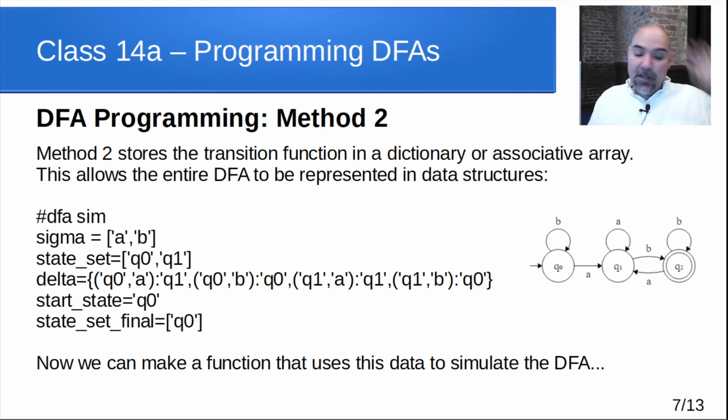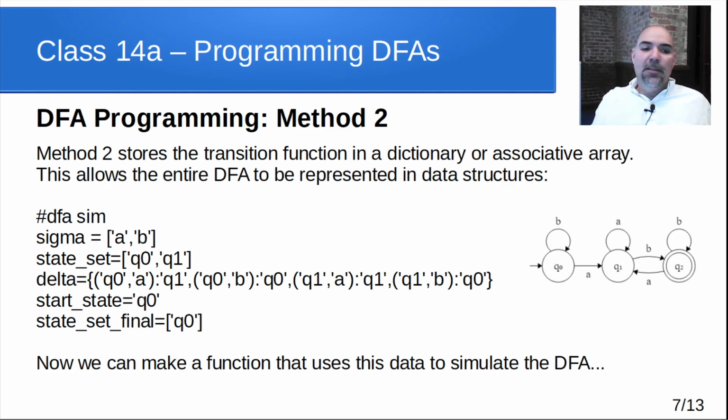In method 2, rather than storing the transition function as those select case or if, else if things, we're going to actually store it in a dictionary or an associative array, or, if you're used to C++, a map. So anything where you can associate some data item with some other data item. In some languages, that's called a hash. Associative array, or if you're used to Python, a dictionary. So in other words, you look up some key that's associated with some value.